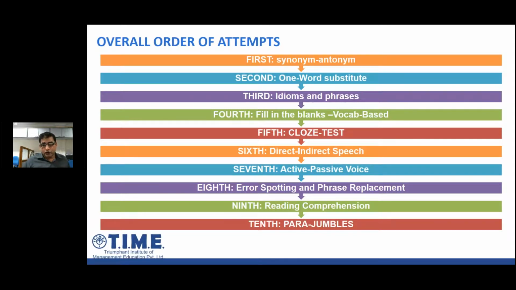Now, if some of you think you are good at PARA-JUMBLE, then change the order. Then go to PARA-JUMBLE first and then go to reading comprehension. This last two could be decided based on your comfort levels also. I don't have any issues with that. So this is the order for your question types, gentlemen and ladies.